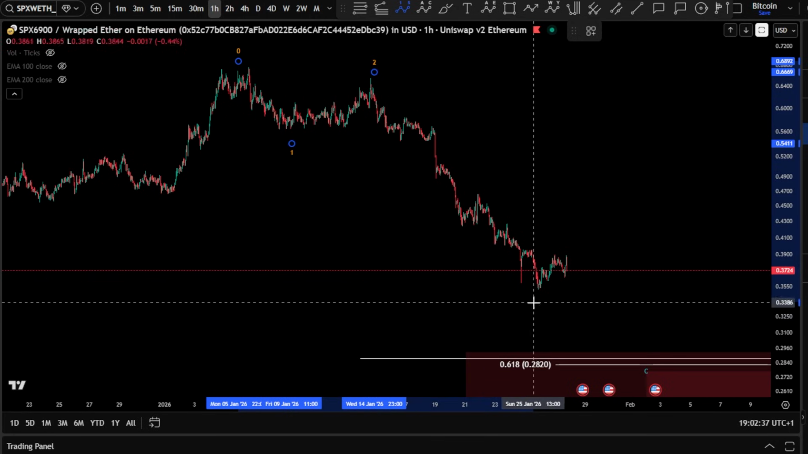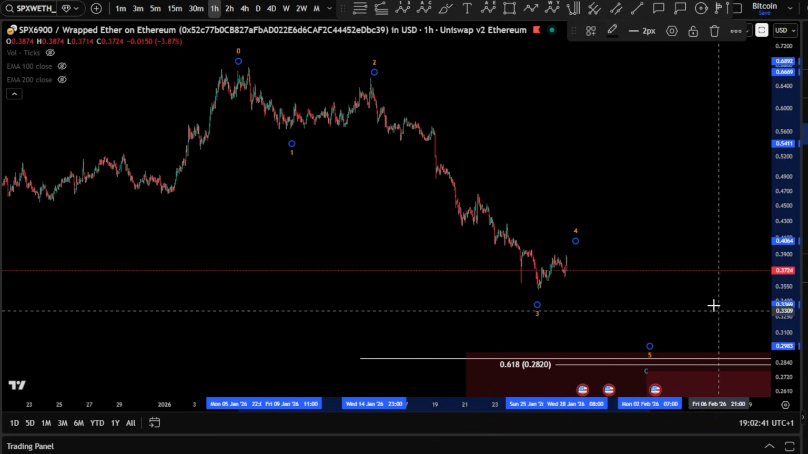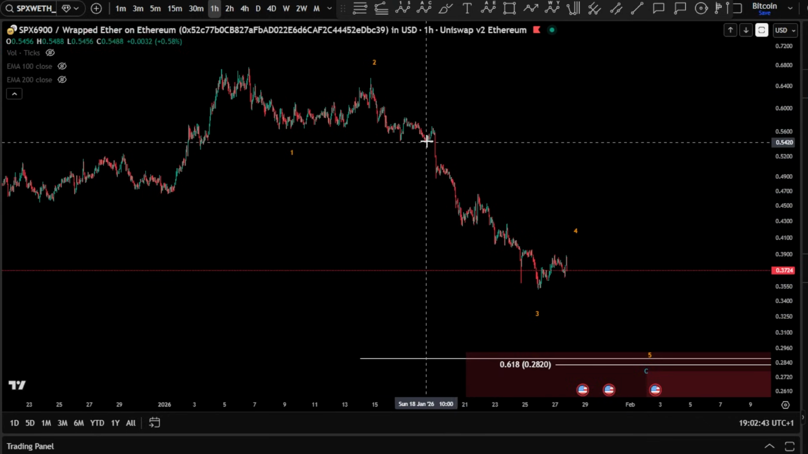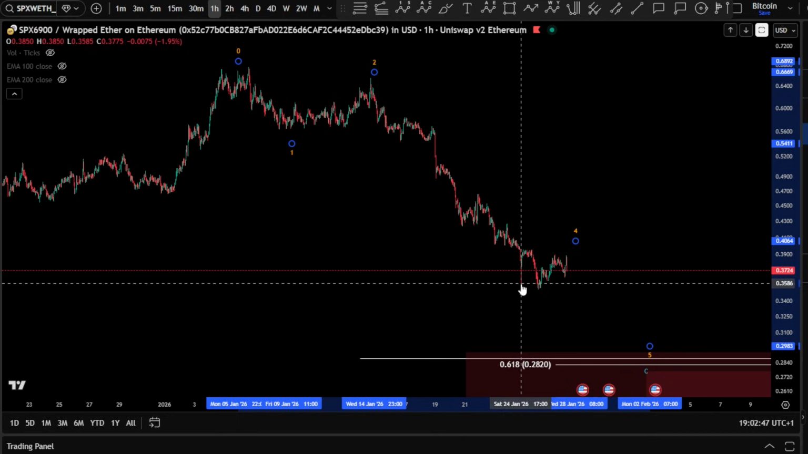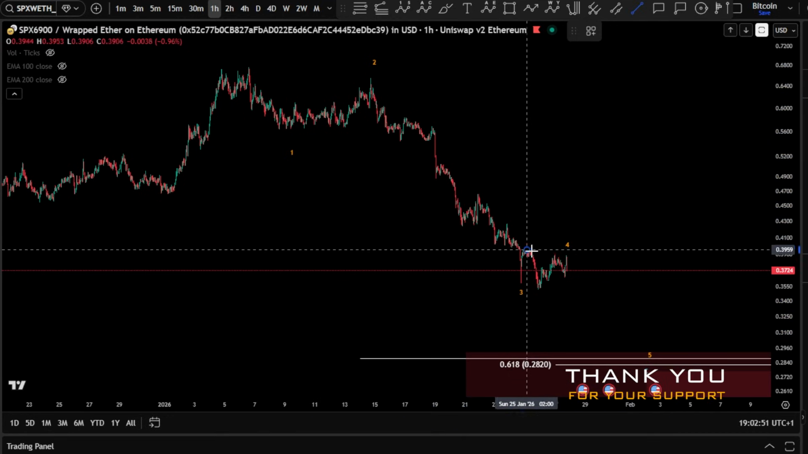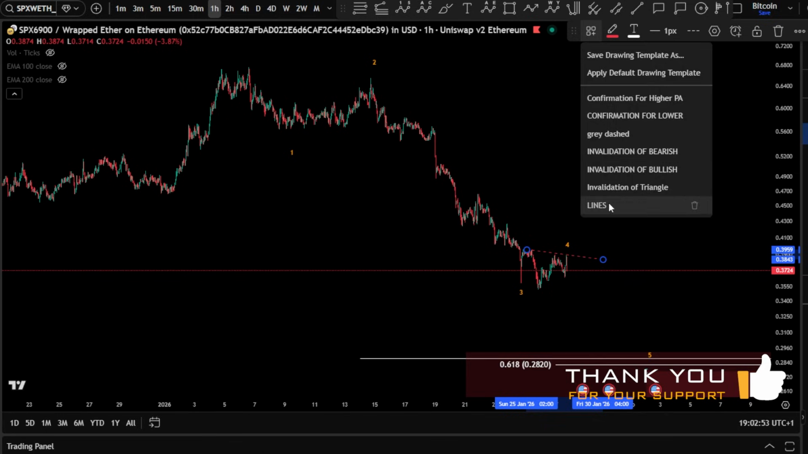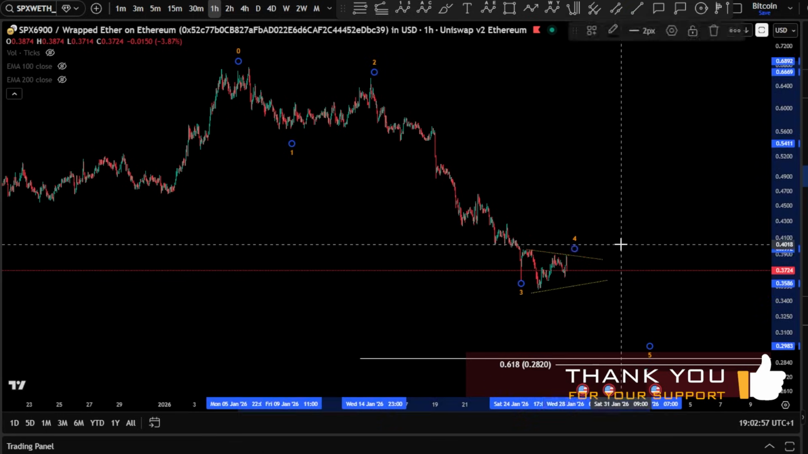So 1, 2, and then wave 3, I believe. Wave 4 can be still unfolding, and a wave 5. Now let me check 1, 2, 3, 4, 5, 4, and a 5. Yes, so wave 3 has finished there. Wave 4 is over here. Oh, that's interesting. So we might be here also in a triangle. Okay, for a wave 4 in SPX.